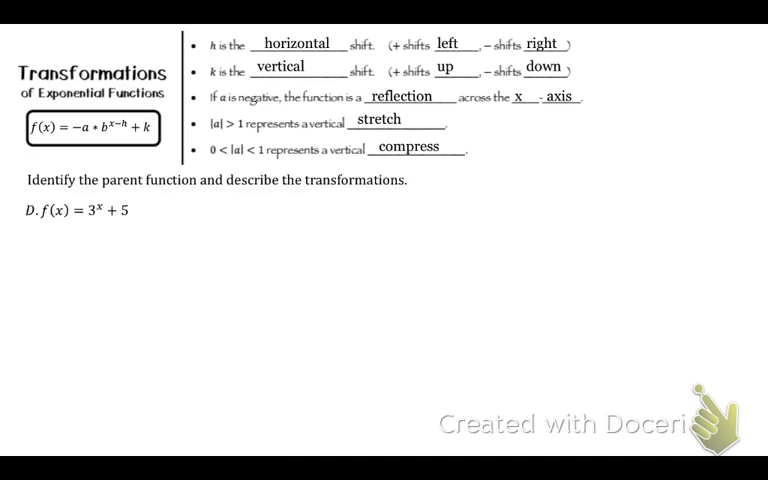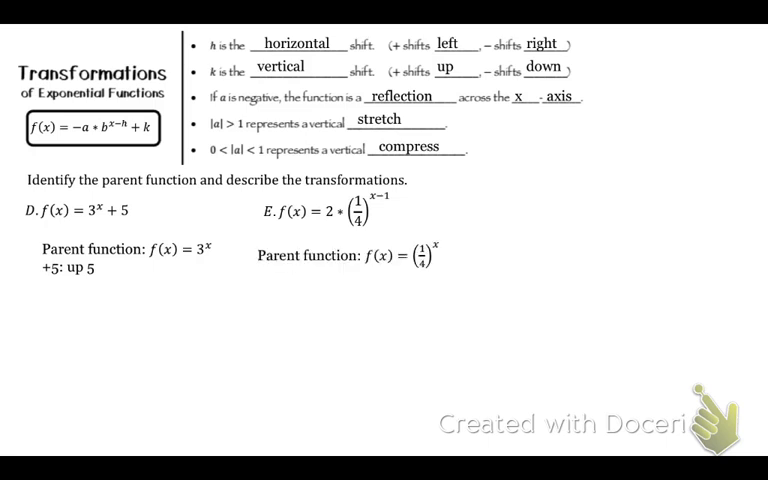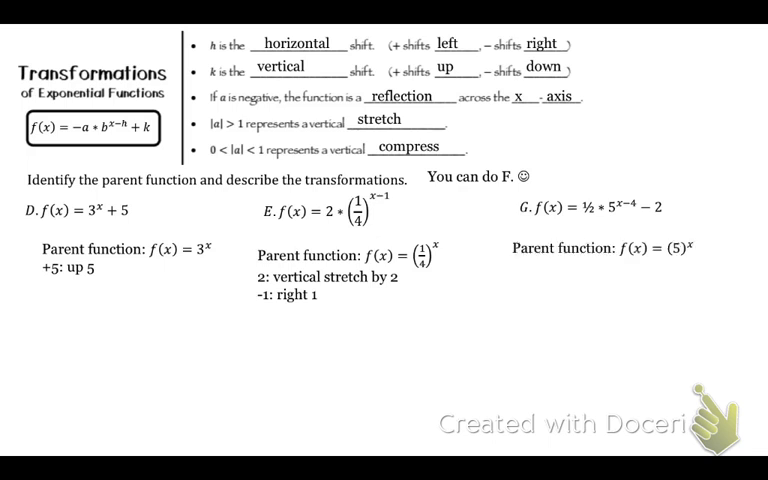So let's just look at these and identify the transformations. So the parent function here is 3 to the x. Now that plus 5 moves it up 5. Parent function here is 1/4 to the x. The 2 is a vertical stretch by 2, and that -1 moves it right 1. You can do f or g, so that's the parent function, 5 to the x. It's 1/2, so that's a vertical compression by a half. Right 4 and down 2.